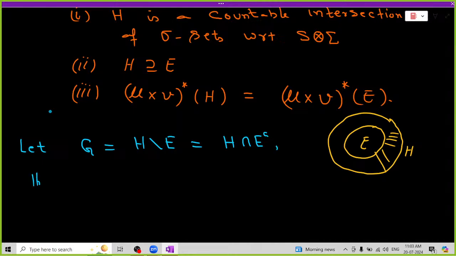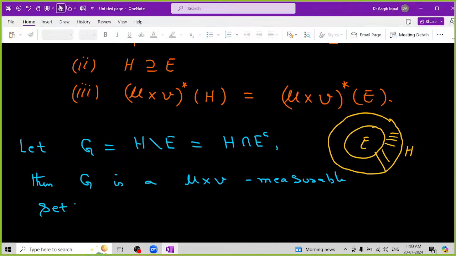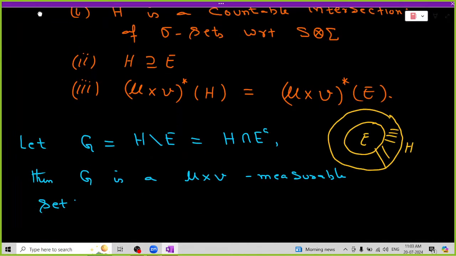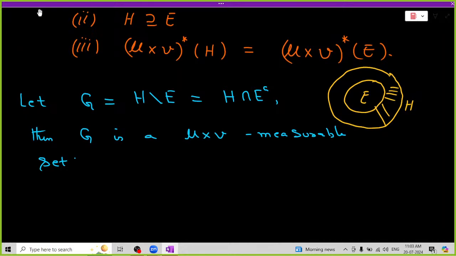Then clearly this G is a mu cross nu measurable set. Right, measurable? Because H is measurable. Why is H measurable? Because it is a countable intersection of sigma sets. Sigma sets are measurable, so the countable intersection will be measurable. So H is measurable. E is already measurable. And from this form of G, H intersection E complement, you can easily see G is measurable. It is mu cross nu measurable.